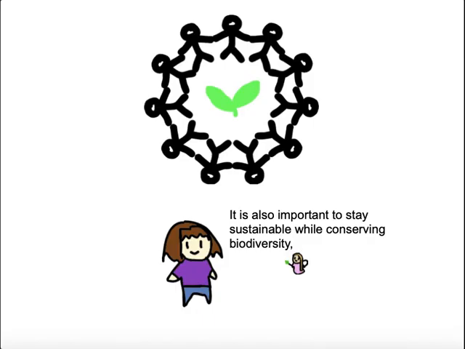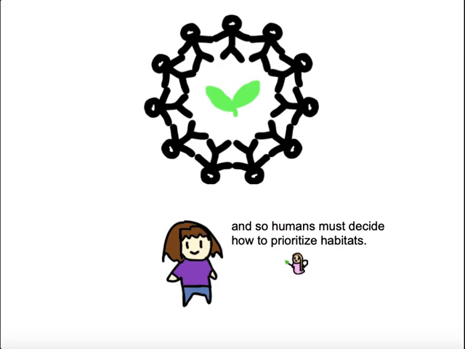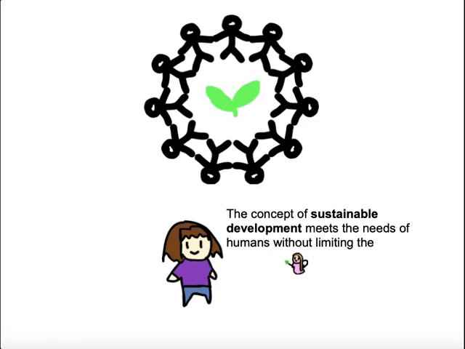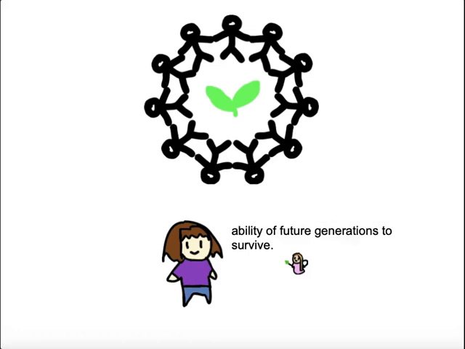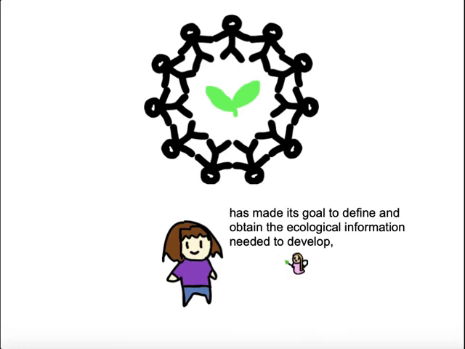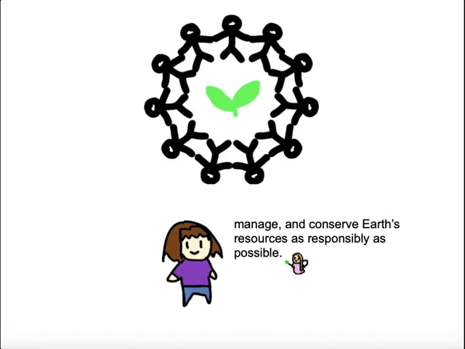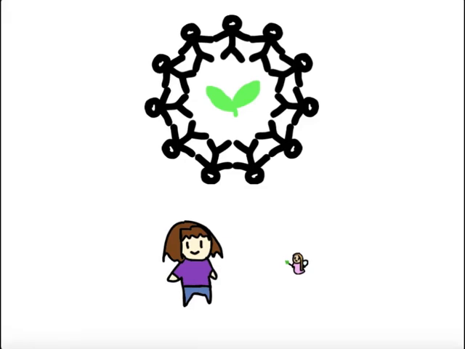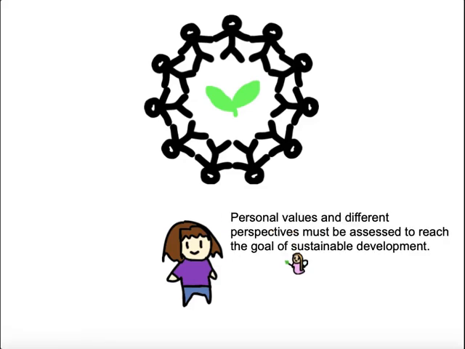It is also important to stay sustainable while conserving biodiversity, and so humans must decide how to prioritize habitats. The concept of sustainable development meets the needs of humans without limiting the ability of future generations to survive. The world's largest organization of ecologists, the Sustainable Biosphere Initiative, has made its goal to define and obtain the ecological information needed to develop, manage, and conserve Earth's resources as responsibly as possible. Personal values and different perspectives must be assessed to reach the goal of sustainable development.